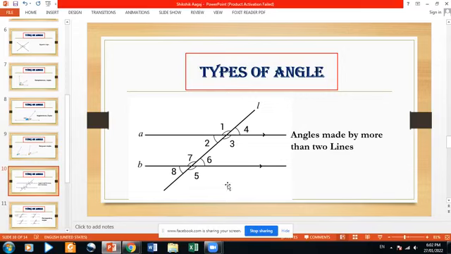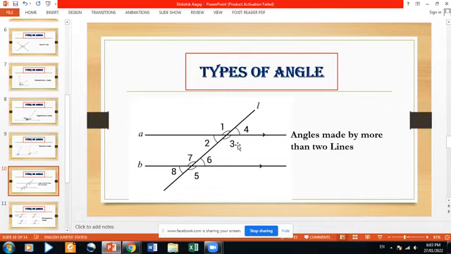Here I will just revise with you. Can you tell me the angles made by lines L and A? There are 4 angles, so which is the pair of opposite angles? Angle 2 and angle 4, see, they are opposite of each other. Angle 1 and angle 3 are also opposite of each other, right. We are revising what opposite angles are.